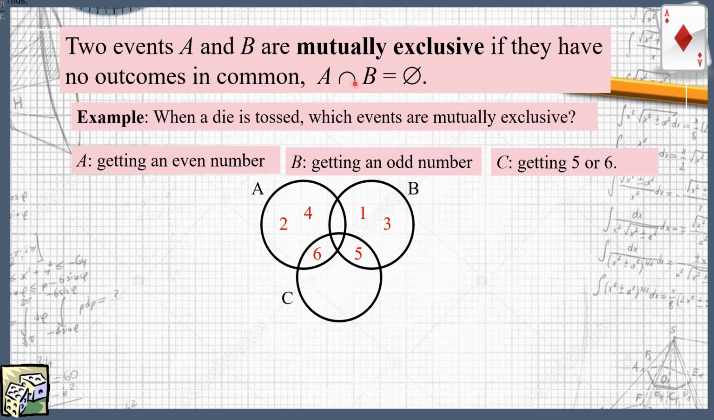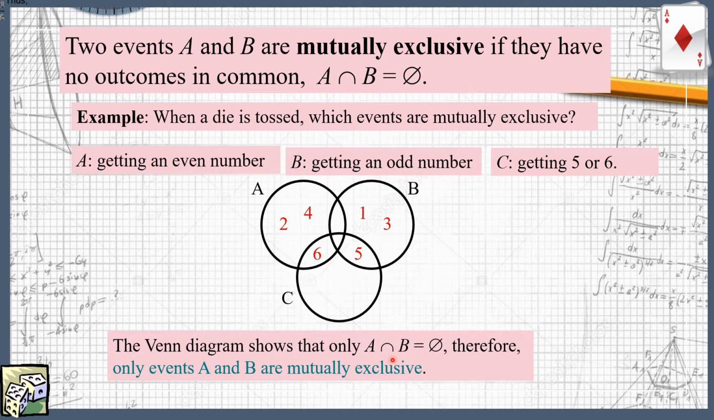So, sabi kanina, empty set yung kanilang intersection. So, si A and B, kung mapapansin, walang number sa kanilang intersection. Si A and C, may number sa intersection nila, which is 6. Si B and C, may number din sa intersection nila, which is 5. So, it means si A and B na walang intersection ang tinatawag nating mutually exclusive event.